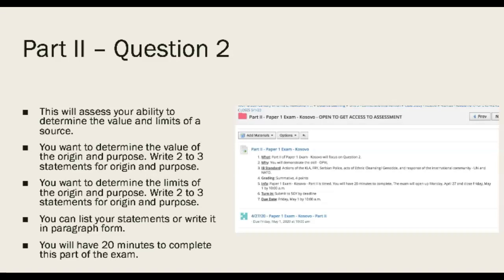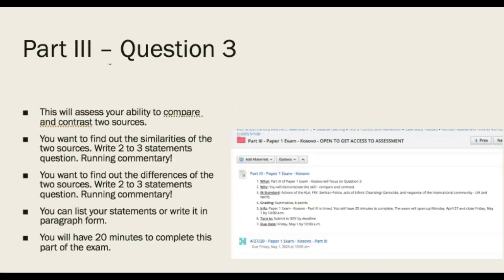You can list your statements, so again, bulletize it. So make sure that you have the statements related to the value kind of chunked together, and then also the statements about limits chunked together. If you write in a paragraph form, one paragraph's dealing with the value, the other paragraph is dealing with the limits. You'll have 20 minutes to complete this part of the exam, so be aware of the time.